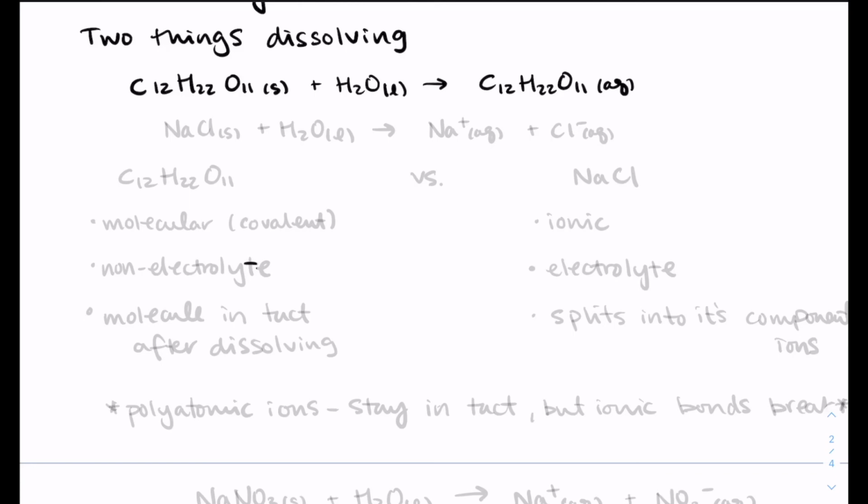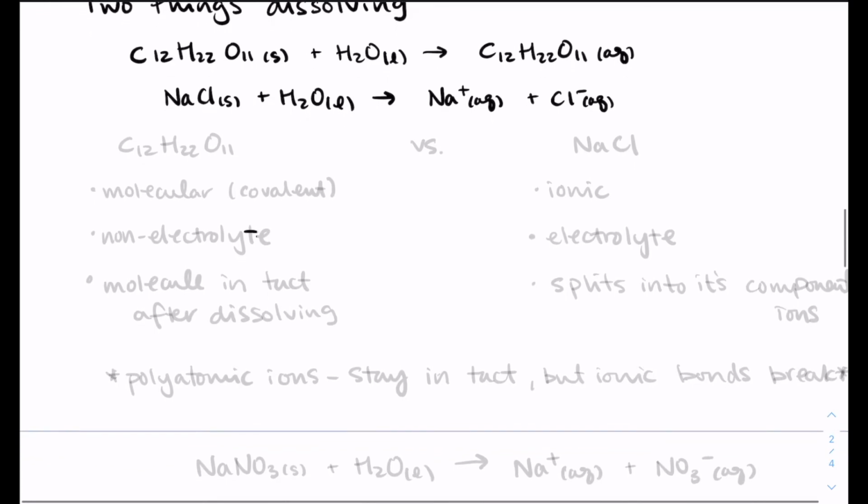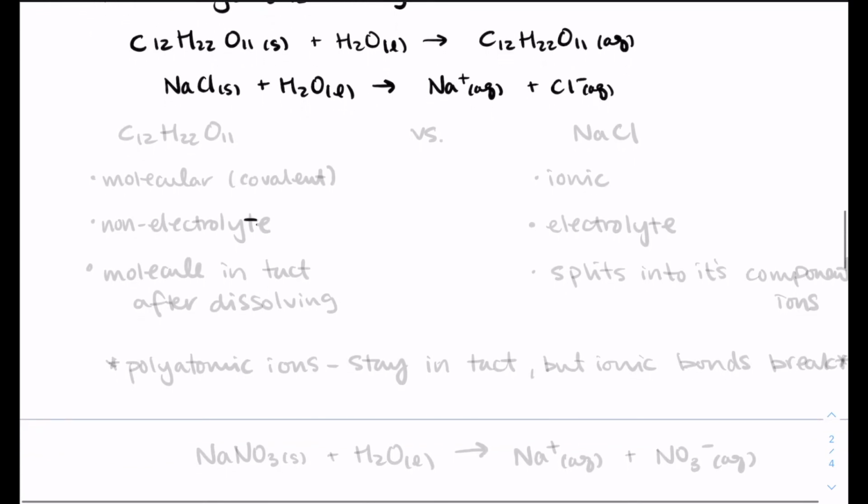Okay. The next thing I want to look at is sodium chloride dissolving in water. So sodium chloride solid plus liquid H2O. The result is sodium cations that are aqueous and chloride anions that are aqueous. So this does something very different in solution when it dissolves. Now, the reason that this is happening is because of the type of bonding.